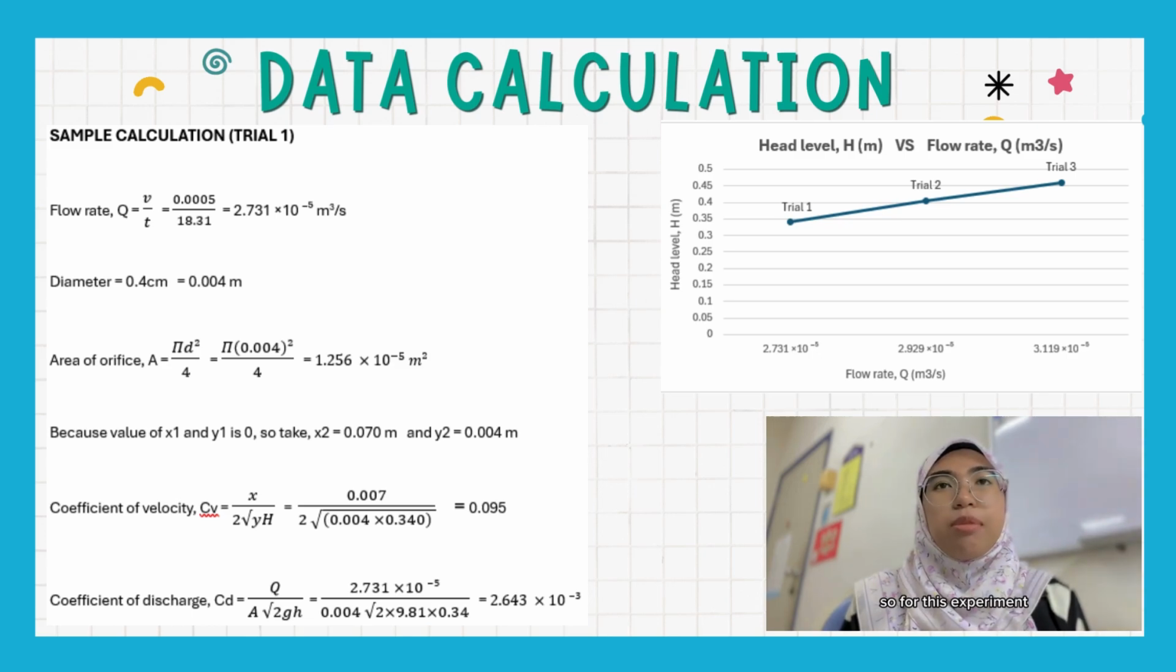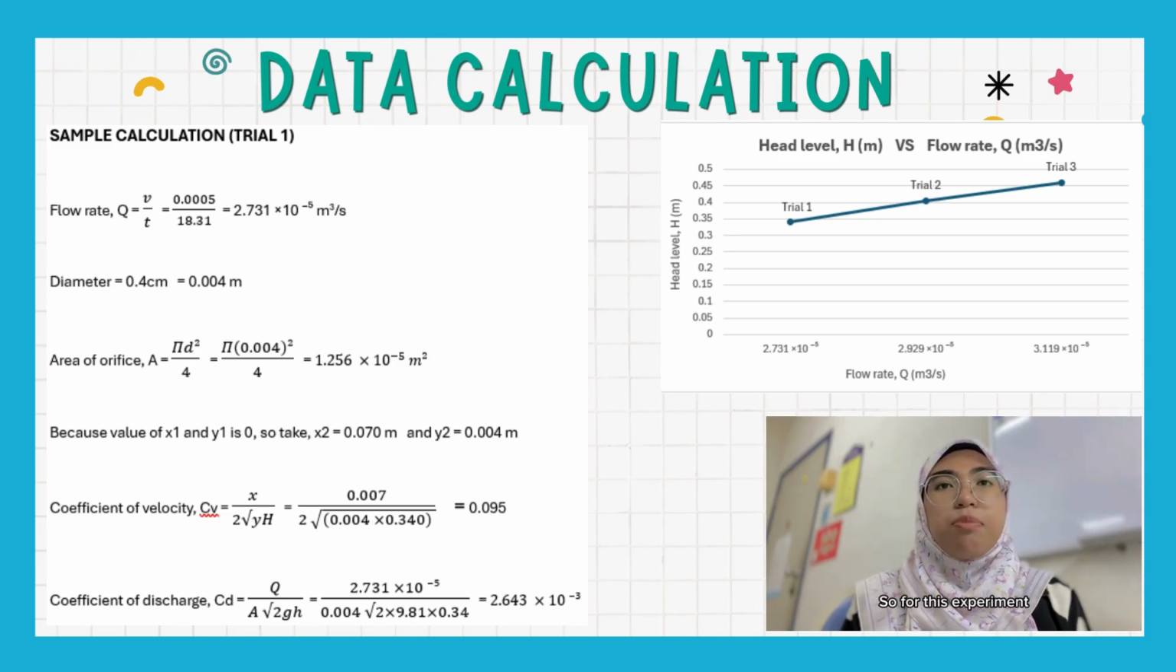For this experiment, the diameter is 0.004 meter. So find the area of orifice A using the formula pi d squared over 4, which is pi multiplied by 0.004 squared over 4. The answer obtained is 1.256 multiplied by 10 to the power of negative 5 meter square.